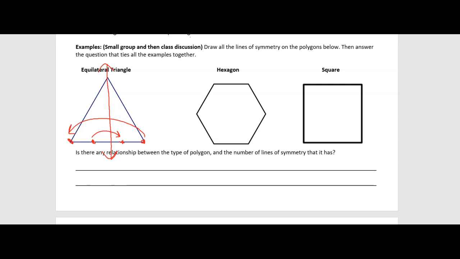So see if there are any other lines for the equilateral triangle that work, then do the hexagon, then do the square. All right, so we do have some other lines for the equilateral triangle.